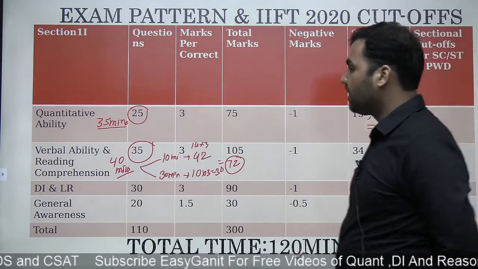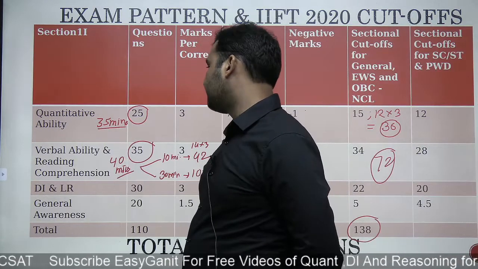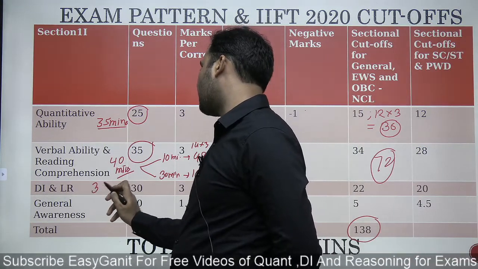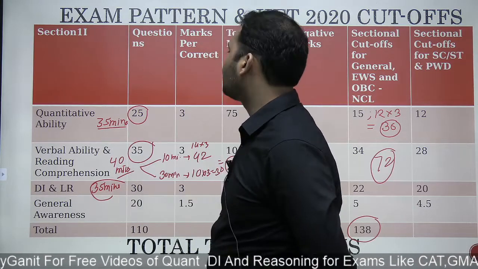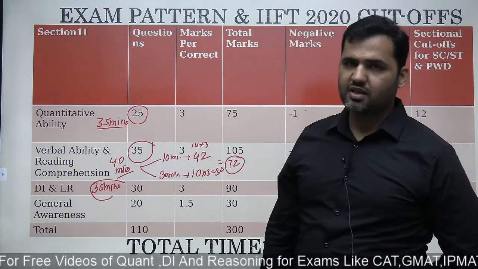DILR, how much time am I left with now? 40, 35, right? You are left with 35 more minutes. Go for it. I'm not asking you to spend less time than quantitative ability. थोड़ा बहुत 5-10 मिनट आपको ऊपर नीचे करना है तो कर सकते हो.